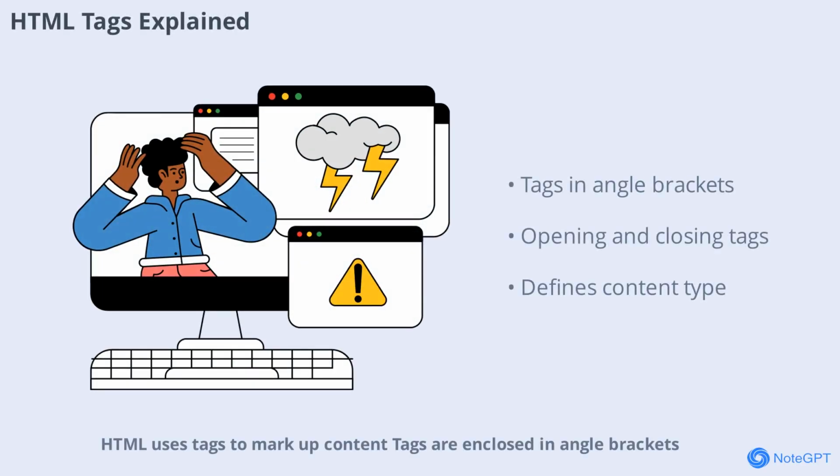HTML uses tags to mark up content. Tags are enclosed in angle brackets, like <p> for paragraphs or <h1> for headings. Most tags come in pairs, an opening tag and a closing tag with the content in between. These tags tell the browser how to display each part of your web page. Learning the most common tags is the first step to mastering HTML and creating well-structured websites.